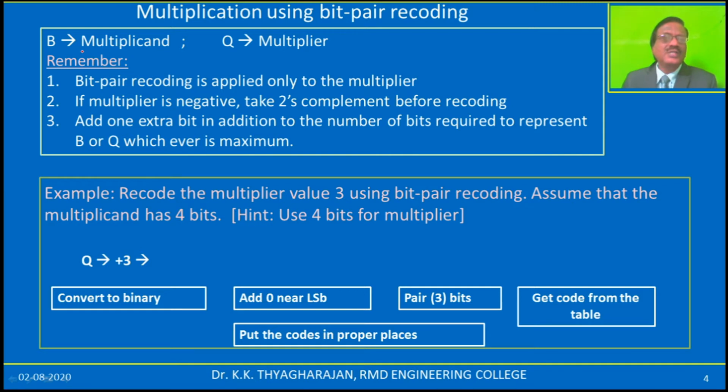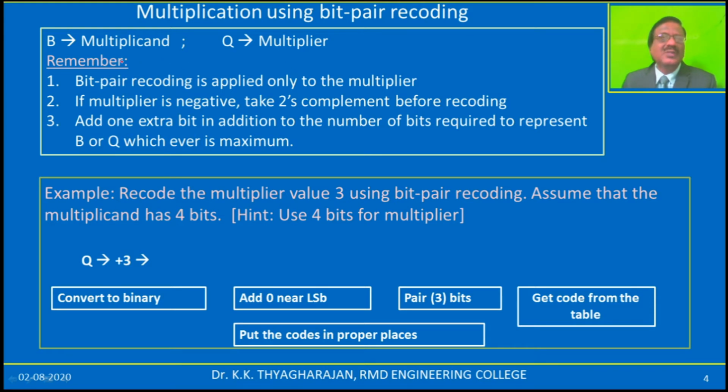Now you assume that the multiplicand is in B register and the multiplier is in Q register. You have to remember these points before proceeding. Bit pair recoding is applied only to the multiplier, not to the multiplicand. If multiplier is negative, take 2's complement before recoding. Add one extra bit in addition to the number of bits required to represent B or Q, whichever is maximum.